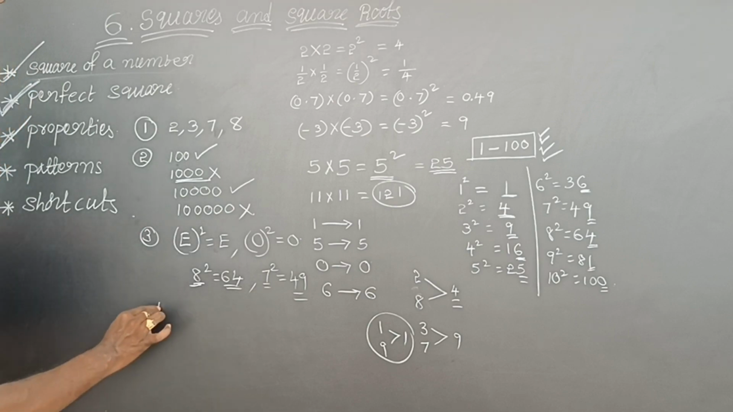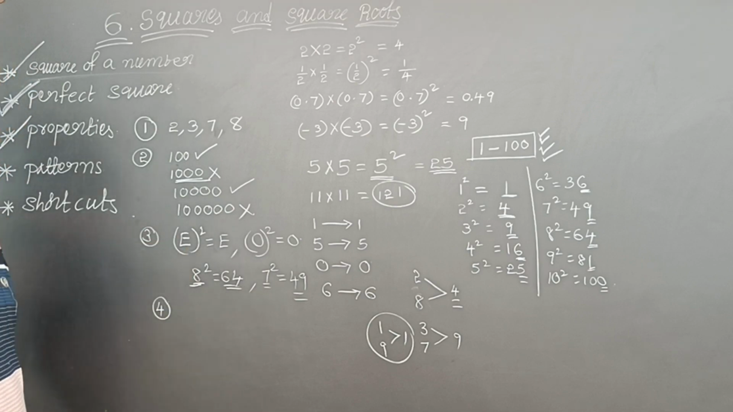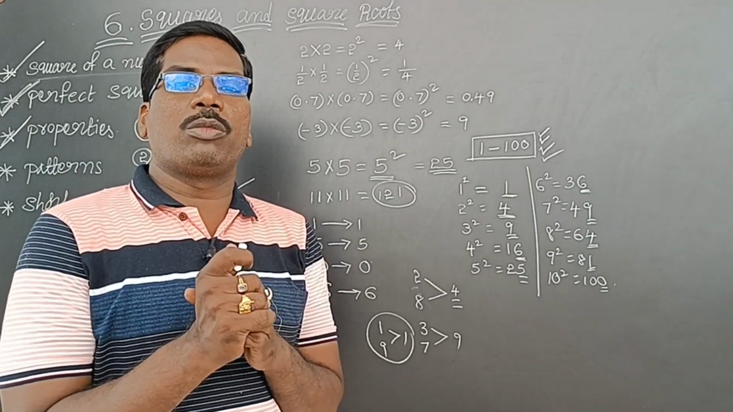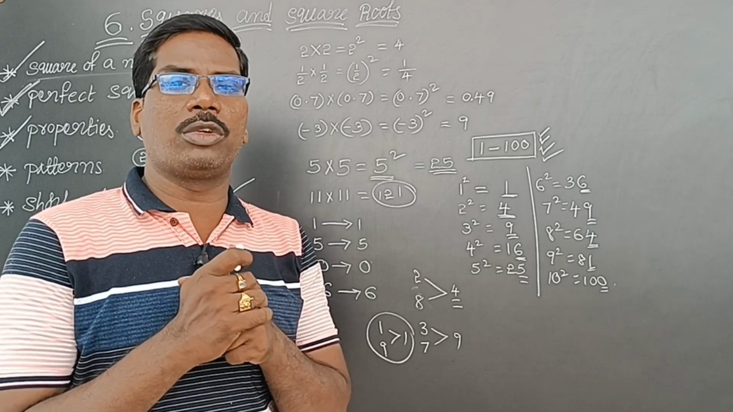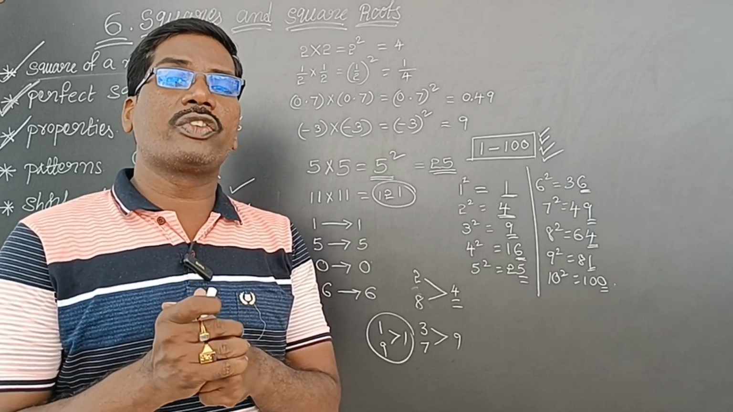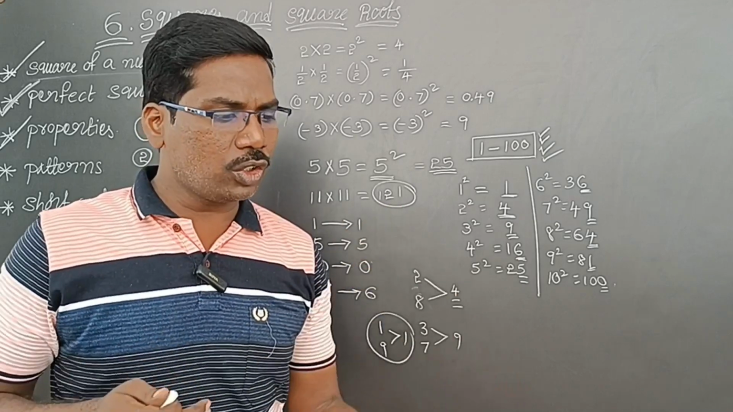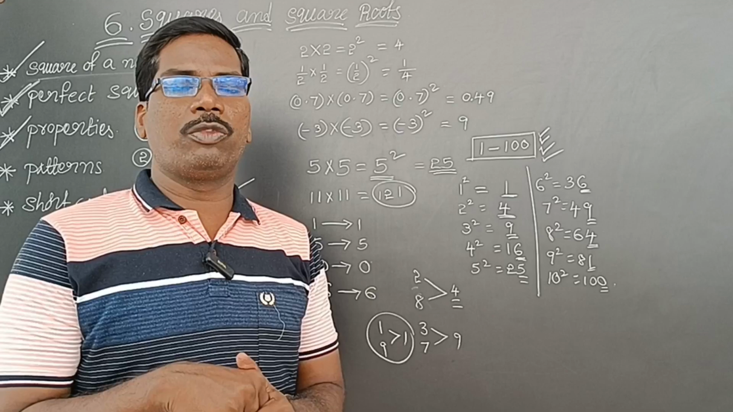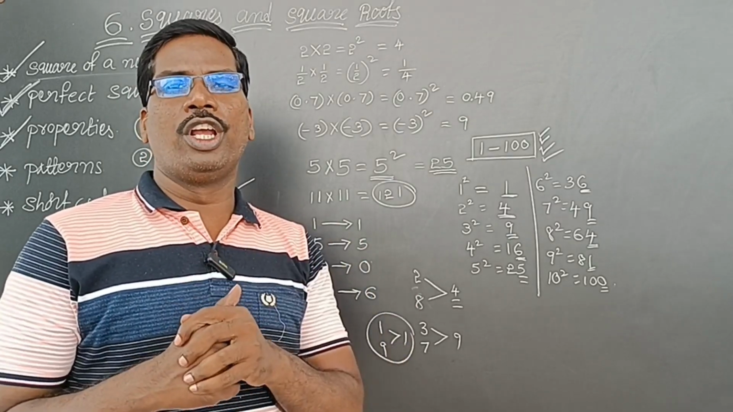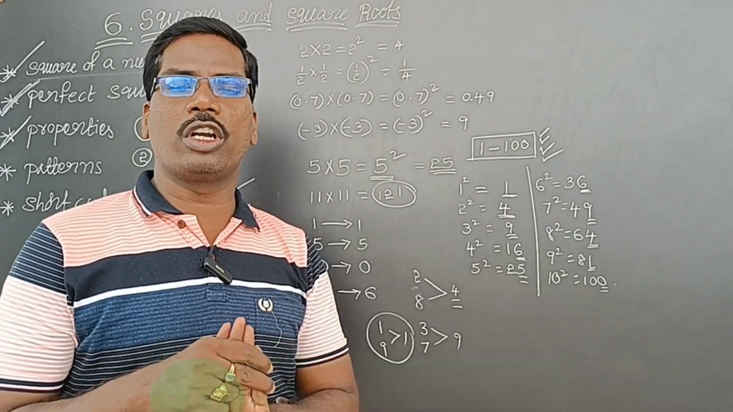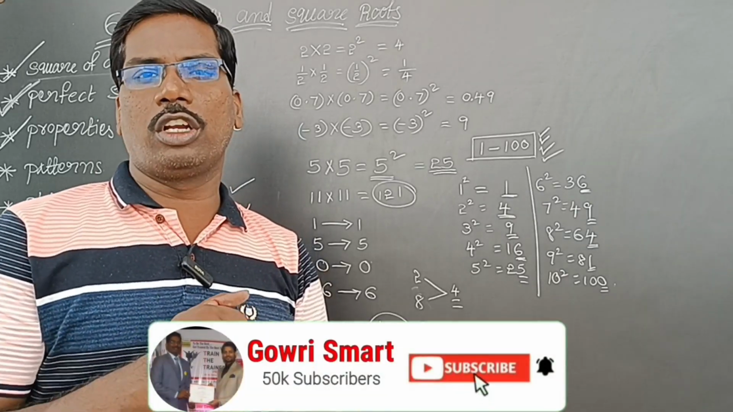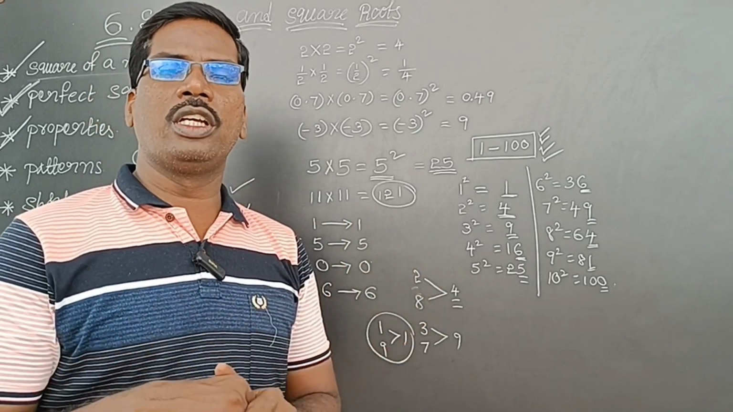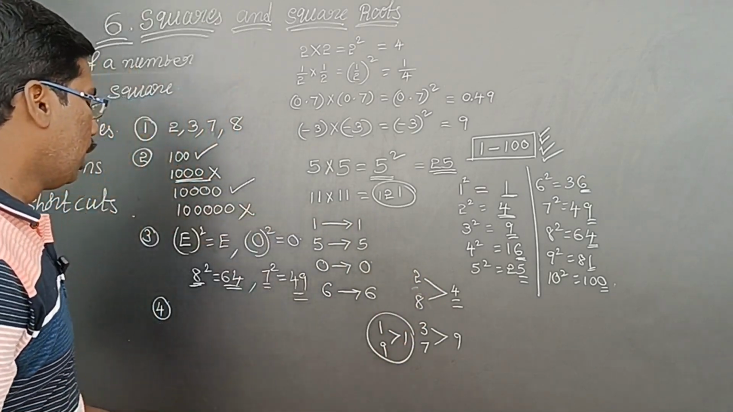And the fourth one is, the sum of the first consecutive odd natural numbers is the square of the count of numbers. So however many consecutive numbers you are taking, the sum is the square of that number. For example, I am taking 4 consecutive odd numbers, starting from the first. My answer is 16 because 4 square, that is nothing but n square. That's one more property.